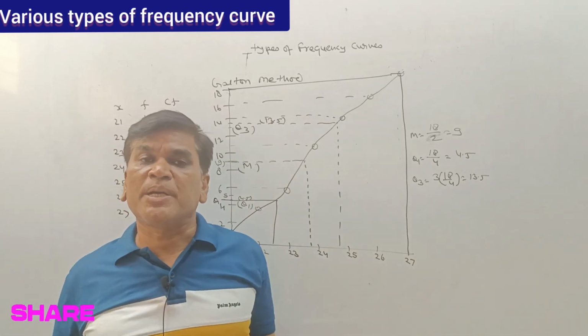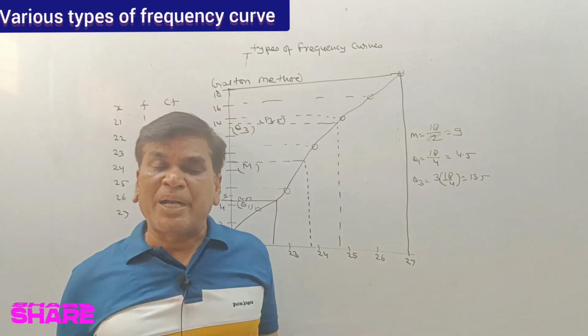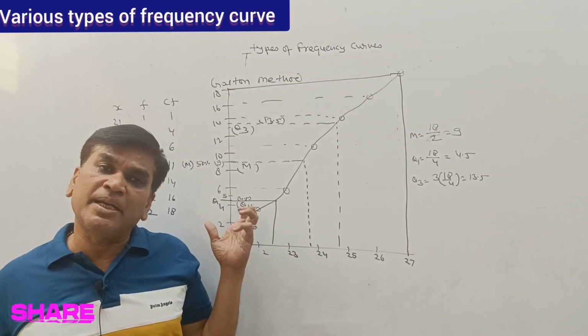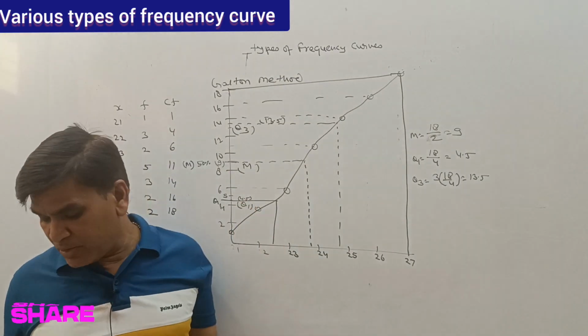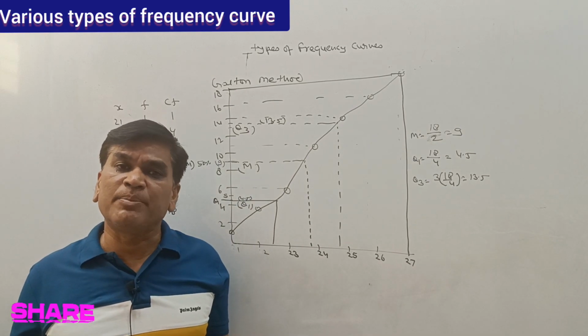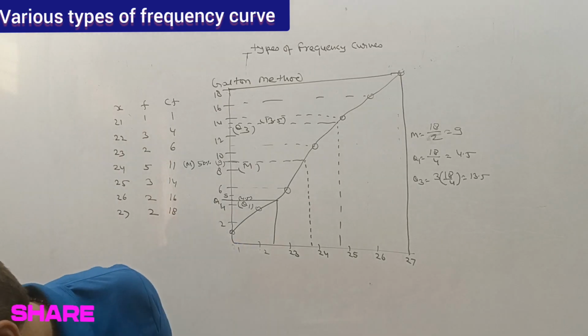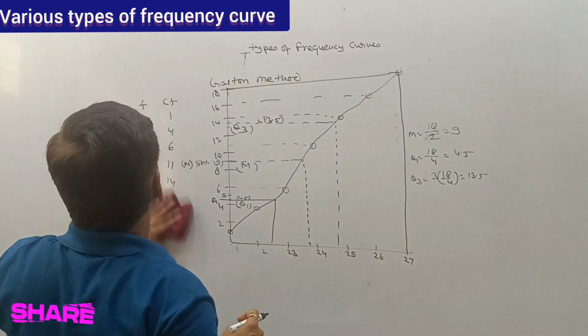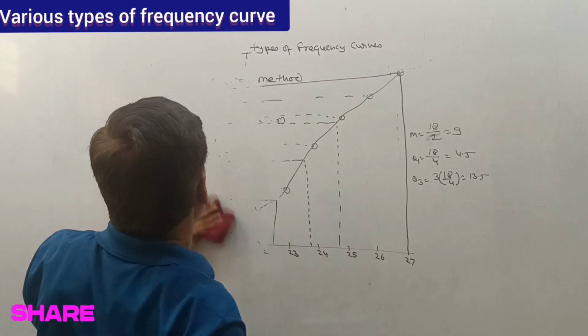So this is also a method to calculate partition values and median. This is called the percentile method, and this method was given by Galton. So this method, on the name of Galton, may be called the Galton method. One more thing to discuss is the graphical equation method.